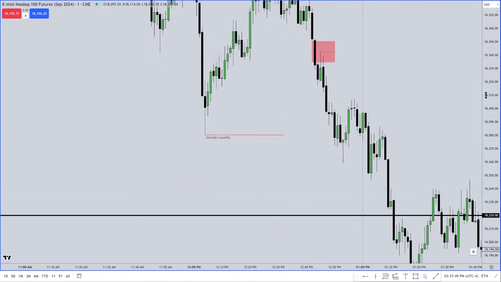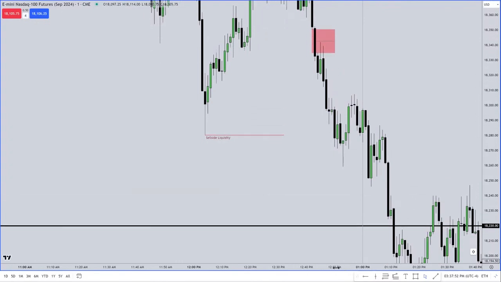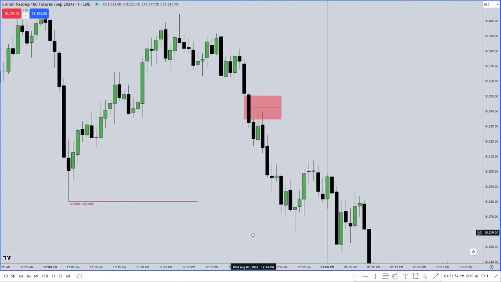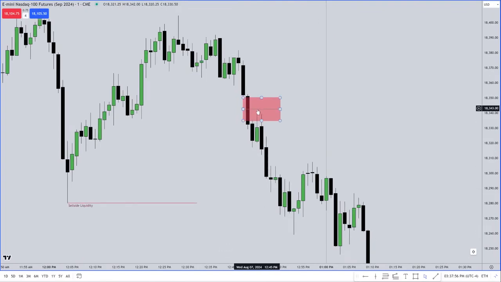Let me see if I can make it a little bit bigger. See? Just falls short of it. The fact that it goes up there and doesn't touch it and then closes here, I know that that right there is a bearish order block. I can trade after the next candles come up and bump in the bottom of it.